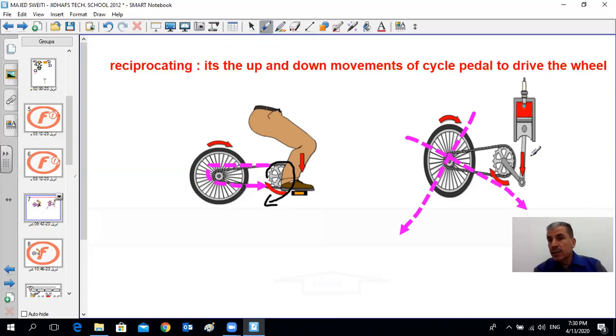We need to get movement by rotating the crankshaft. Do you remember the crankshaft? We use it to transmit the rotating power to the flywheel. So the piston, as we know, here we have the piston. This is the piston. This is the cylinder, and we have the spark plug here.